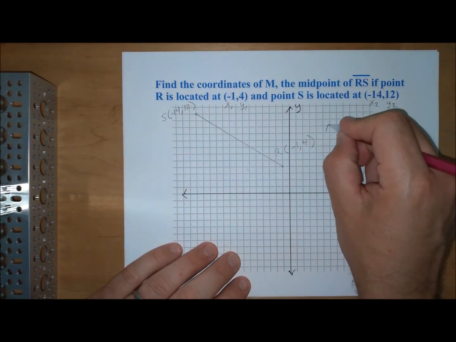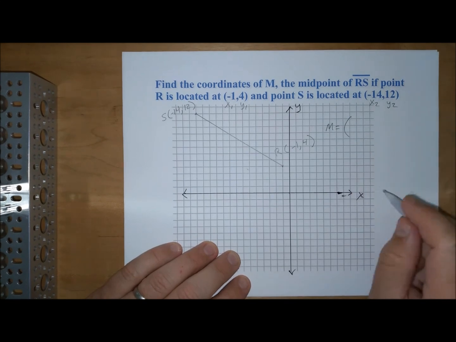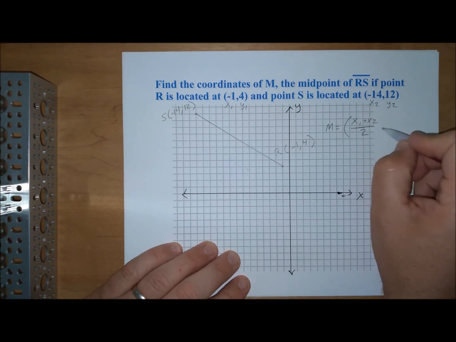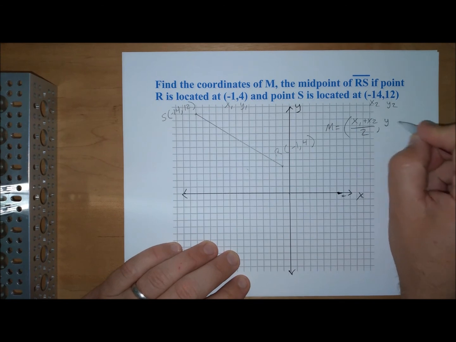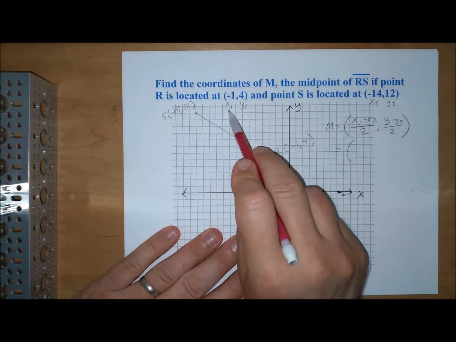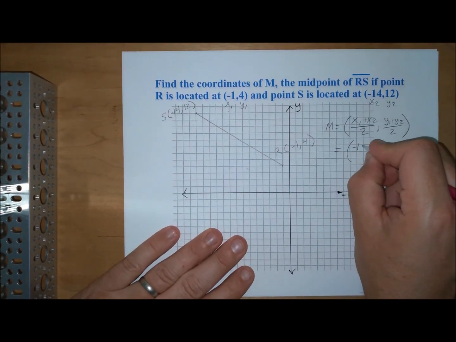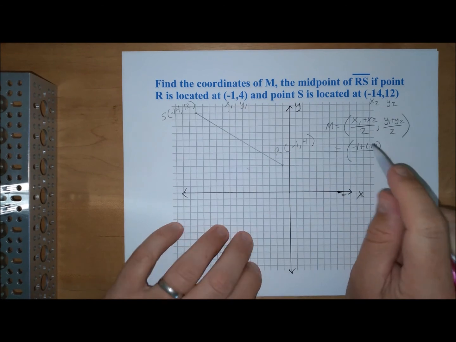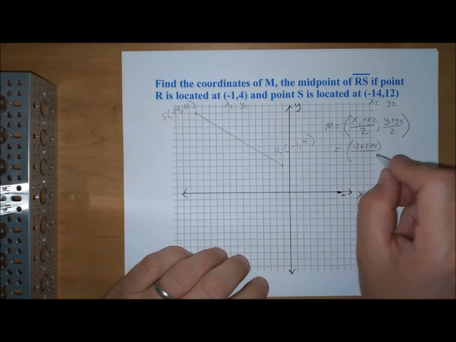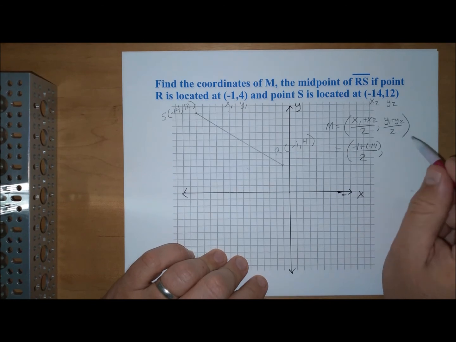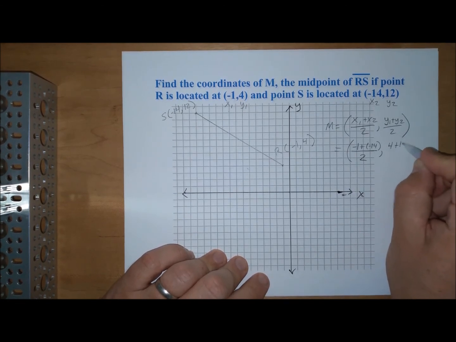Let's go ahead and say that M, our midpoint, must be at x1 plus x2 over 2. That's the average of the x-coordinates. It will give us the x-coordinate of the midpoint. And the y-coordinate will be at y1 plus y2 over 2. I'm going to take the average of the y-coordinates. Okay, so let's go ahead and plug in what we've got. x1 plus x2, negative 1 plus negative 14. Okay, watch those signs. I encourage you to write these out and do them in a couple of steps. Skipping steps here often leads to sign errors, which you'll be disappointed about when you end up with the wrong answer. And y1 is 4 plus y2 is 12 over 2.